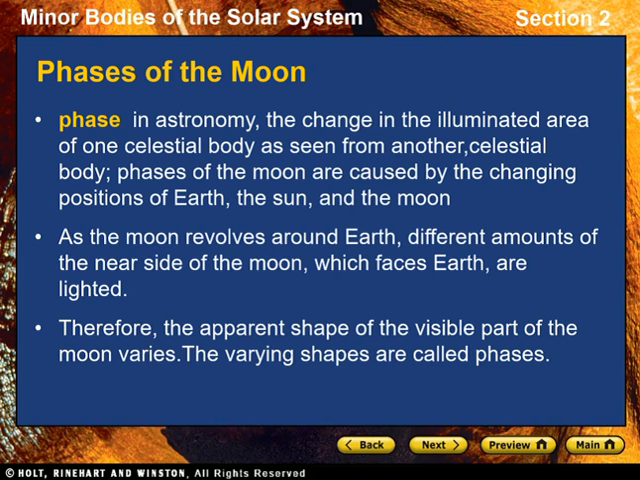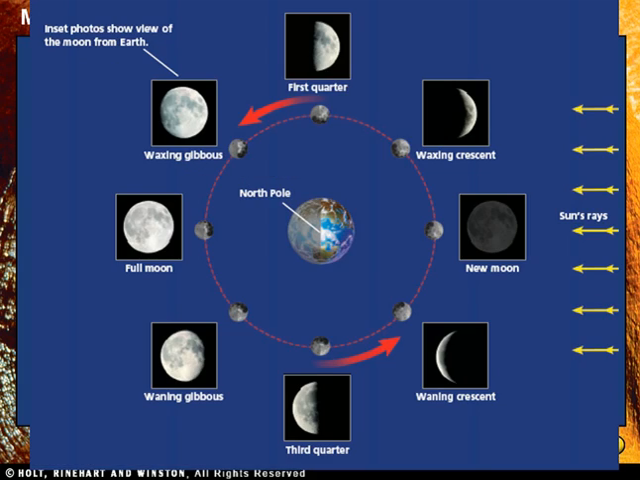As the moon revolves around Earth, however, different amounts of the near side of the moon, which faces Earth, are lighted. Therefore, the apparent shape of the visible part of the moon varies. These varying shapes, lighted by the reflected sunlight, are called phases of the moon and are shown on the screen here.